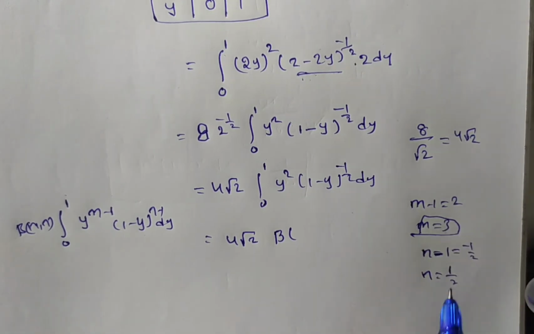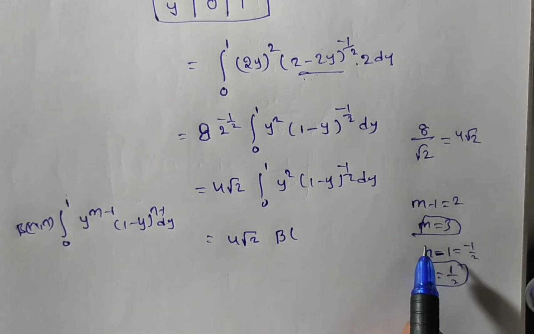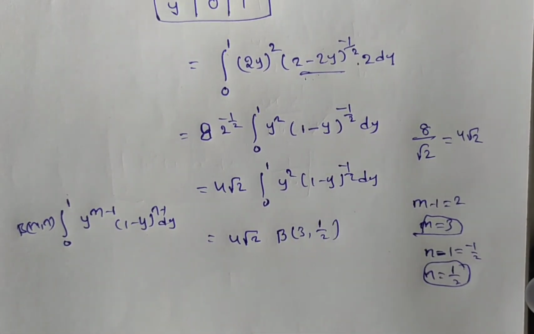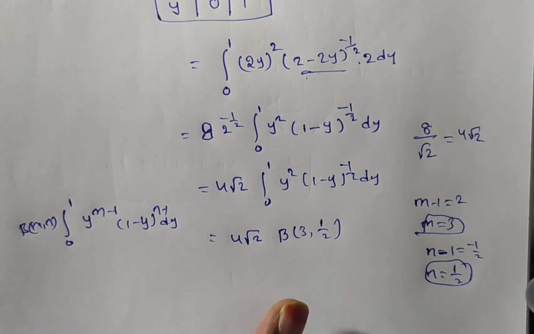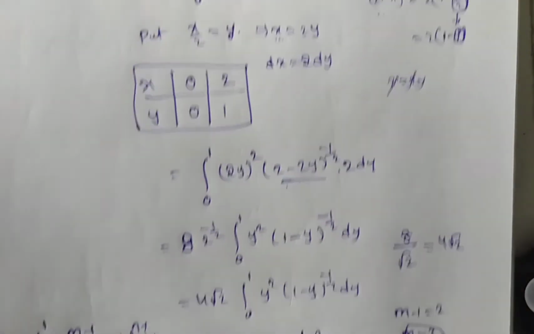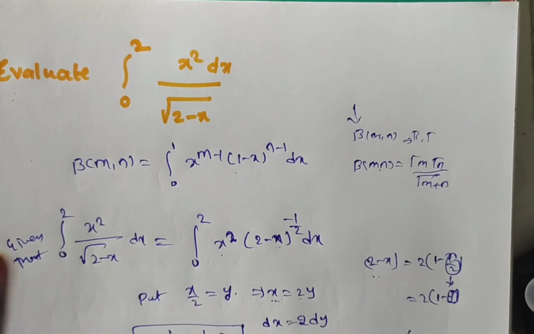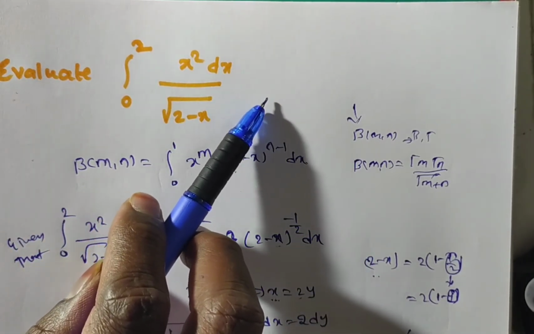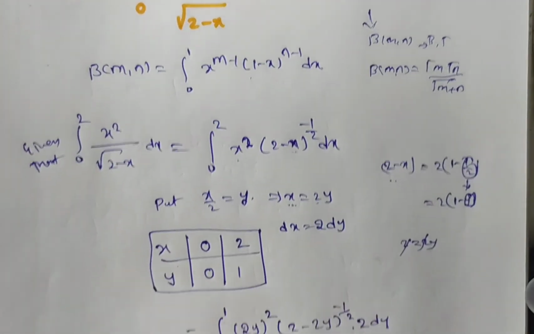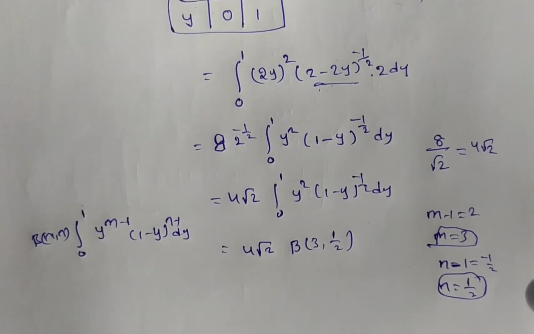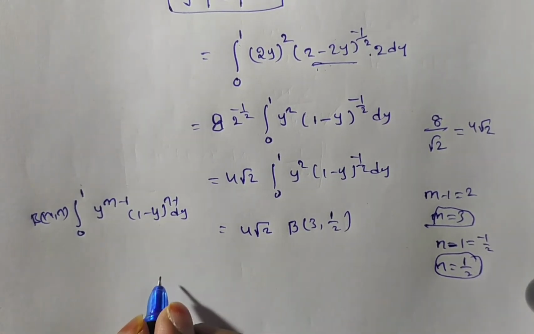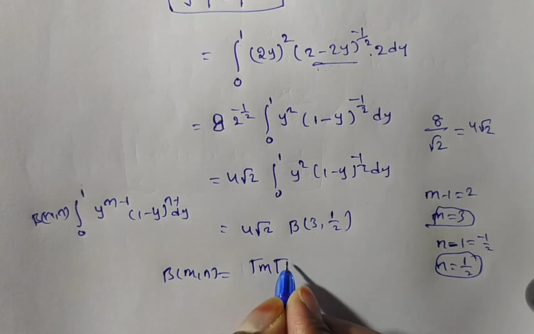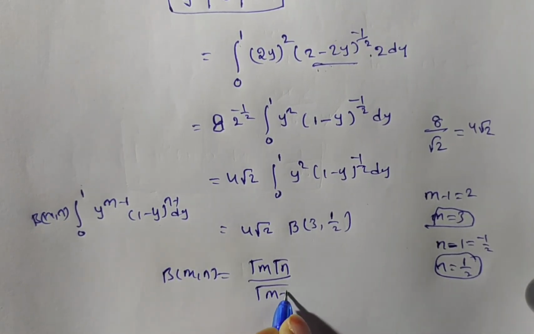Okay, now n value is how much? 1 by 2. M value is how much? 3. Now this will be beta of 3 comma 1 by 2. If the problem asks to express in beta function, as beta of m comma n, then you can say this value will be 4 times root 2 into beta of 3 comma 1 by 2. But you have to evaluate this one, so we have to use the relation between beta and gamma. What is the relation we have? Beta of m comma n is gamma m gamma n by gamma of m plus n.